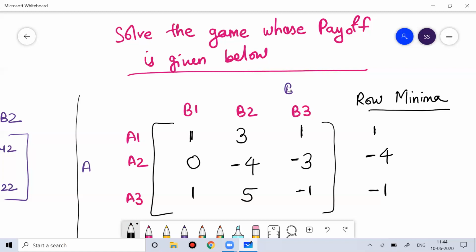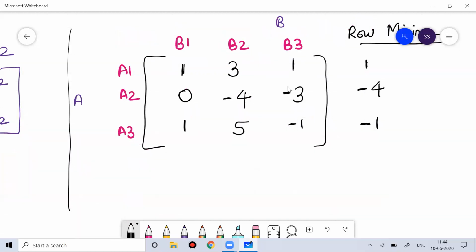Then you will find the column maxima, the maximal element in every column. This is 1, this is 5, and this is 1. So the first thing you'll do whenever you get the problem in the exam is find the smallest element in every row, and then find the largest element in every column.